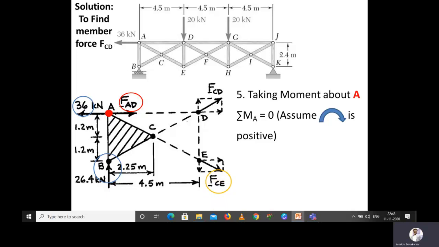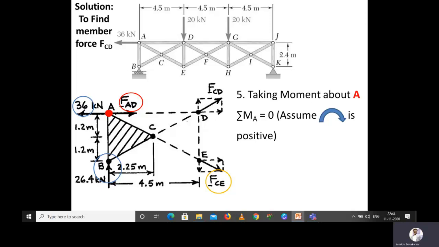Next, FCE. You can see that along AC and CE, with respect to point A, the force FCE acts along the same line of action as a member force. So this force can also be transferred to point A as per the principle of transmissibility. So there is no perpendicular distance, and the moment created due to FCE is also 0. We have already discussed this in the class, and I am discussing the same again in this video.